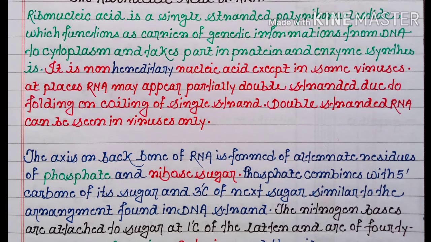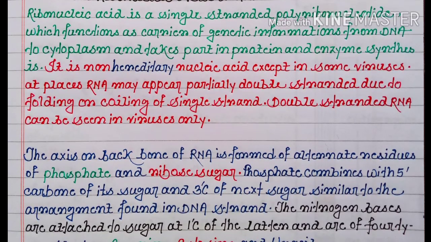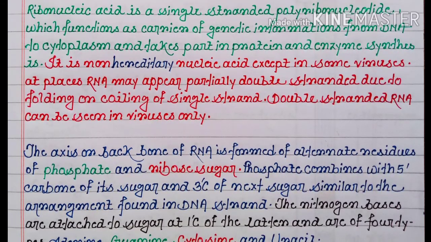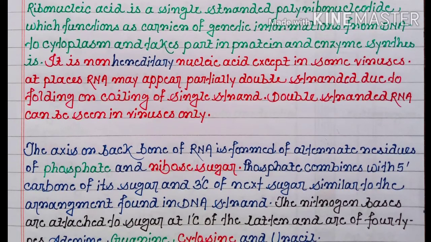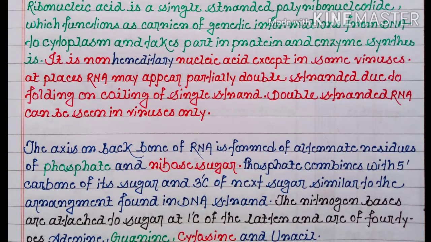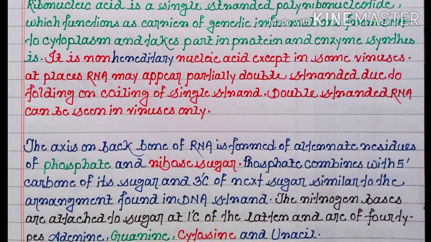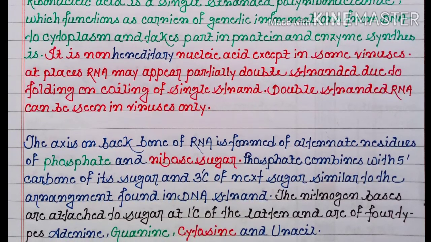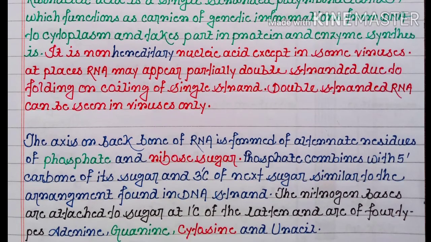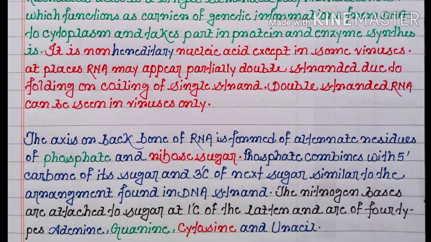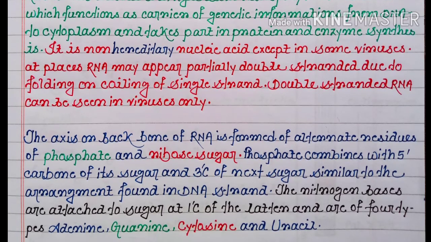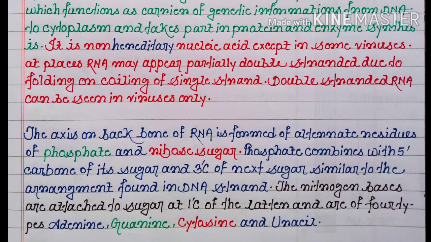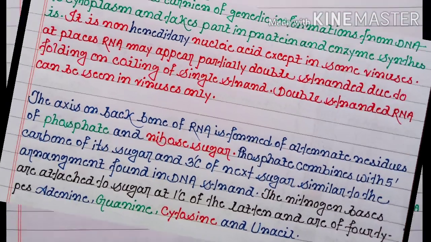The axis or backbone of RNA is formed of alternate residues of phosphate and ribose sugar. Phosphate combines with the 5' carbon of its sugar and the 3' of the next sugar, similar to the arrangement found in a DNA strand. The nitrogen bases are attached to the sugar at the 1' carbon of the latter and are of 4 types: adenine, guanine, cytosine and uracil.